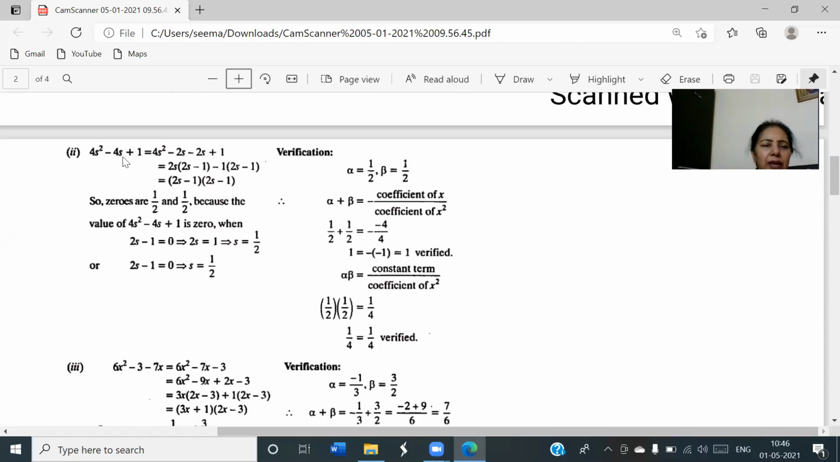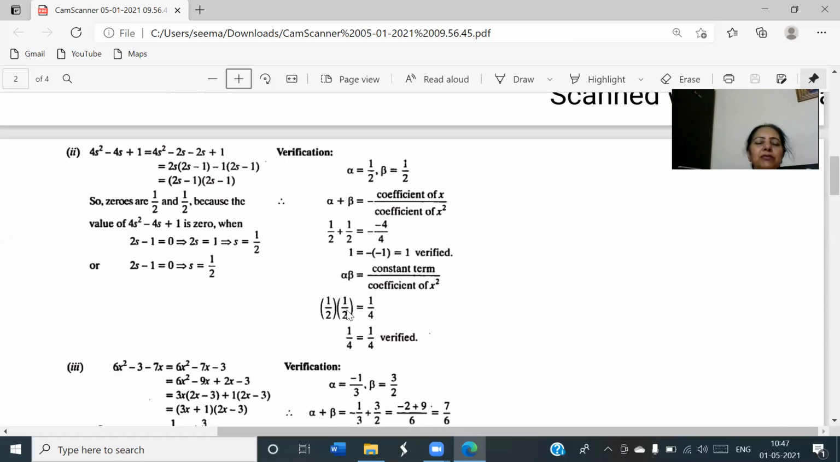Coefficient of x means coefficient of s here, because in place of x it is s, which is minus 4. And coefficient of x square means coefficient of s square, which is also 4. Therefore, replacing it, we are getting LHS equal to RHS. Hence, it is verified.